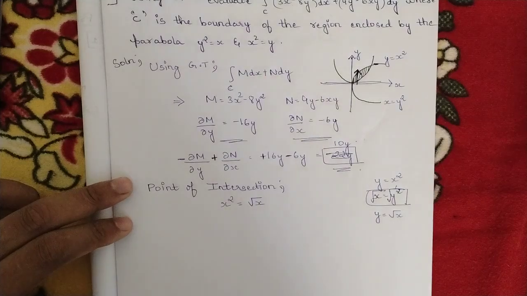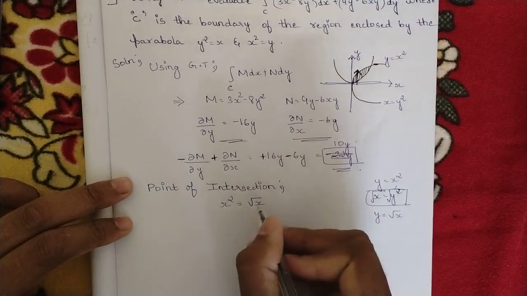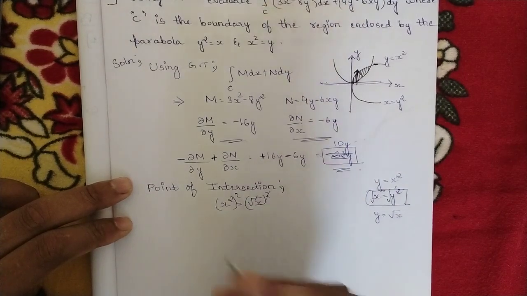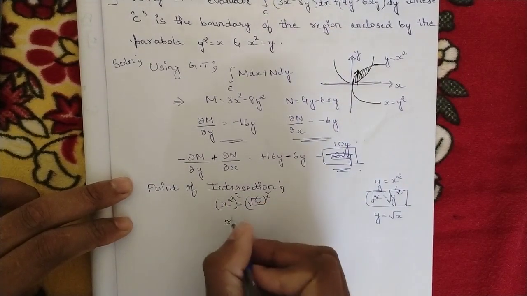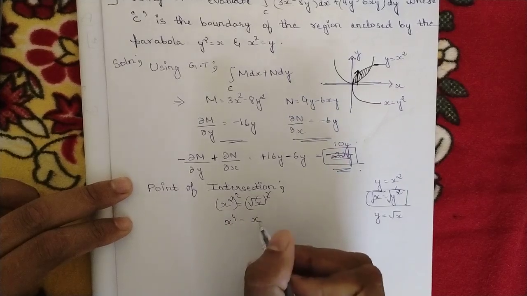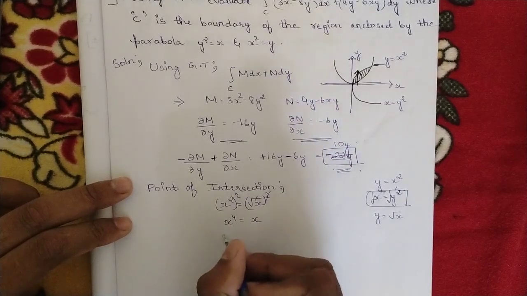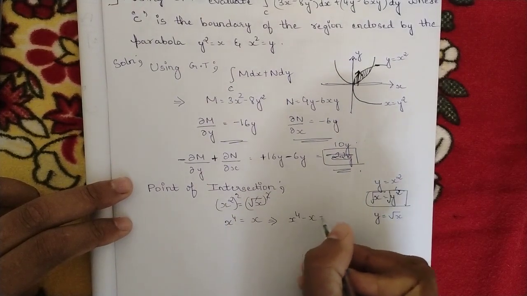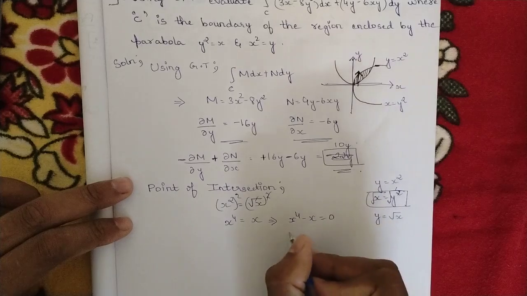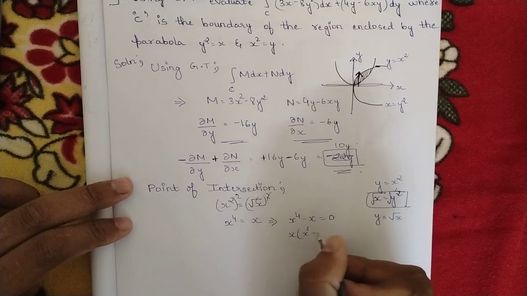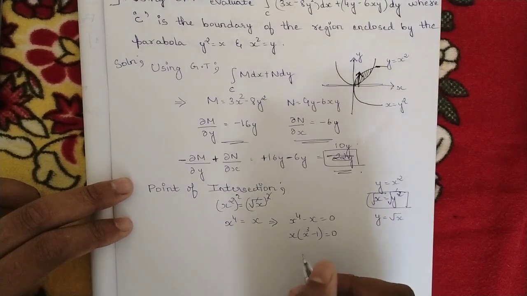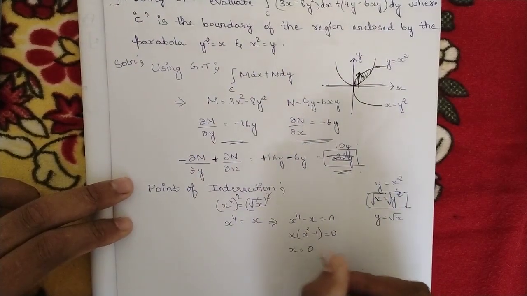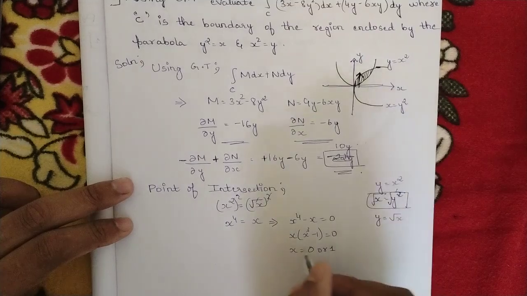After that, to remove this square root, again put square on both sides. The root and square get eliminated and we are left with x to the power 4 equal to x. Or we can simply write it as x to the power 4 minus x equal to 0. Taking x common, we are left with x cube minus 1 equal to 0. If you solve these two equations, we get x is equal to 0 or 1.